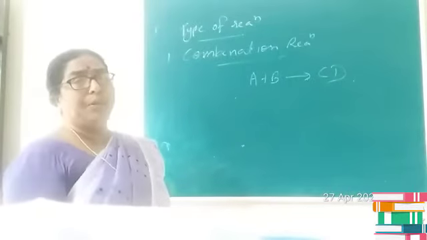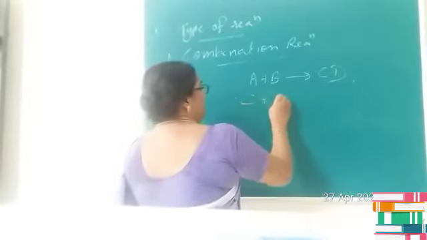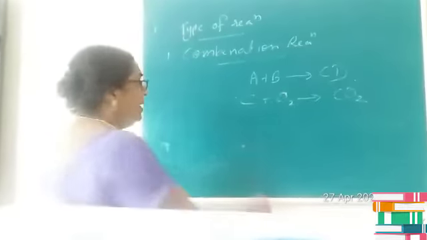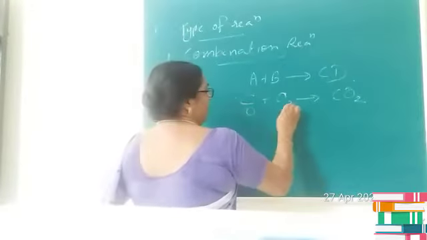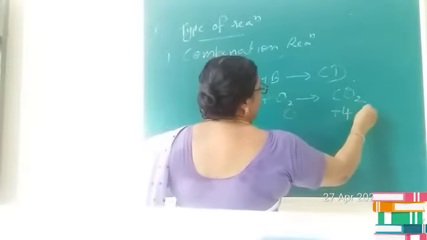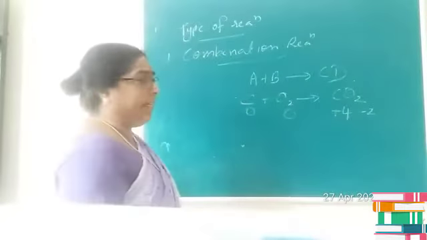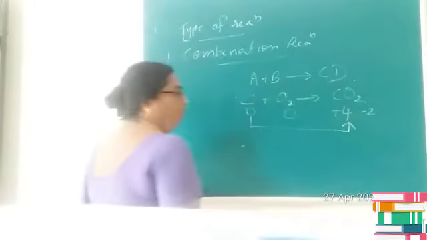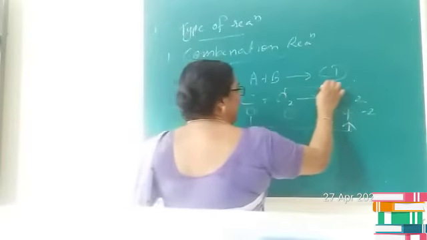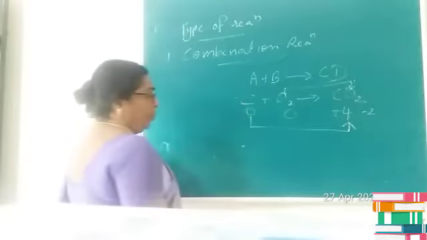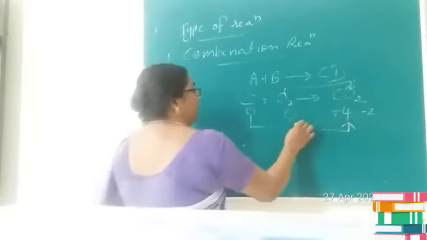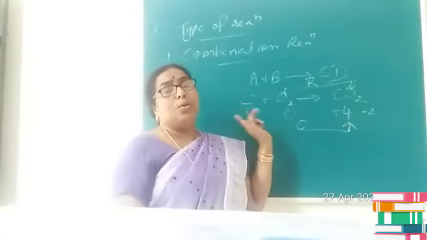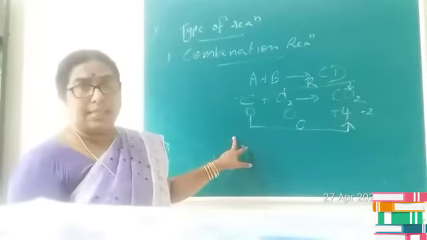Let us explain it with the help of an example. Consider C plus O2 gives CO2. You know how to calculate the oxidation state: carbon is 0, oxygen is 0, and in carbon dioxide it is plus 4 and minus 2. Now listen here, we can see that the oxidation number of carbon increases from 0 to plus 4, and in the case of oxygen it decreases from 0 to minus 2. That means carbon undergoes oxidation and oxygen undergoes reduction. So we have proved that combination is a type of redox reaction.